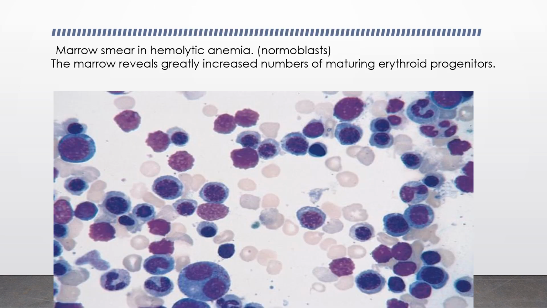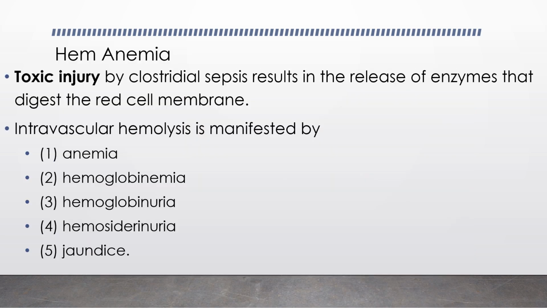Bone marrow smear in hemolytic anemia, normoblasts. This is what the bone marrow looks like, increased number of erythroid progenitors. Toxic injury can happen by clostridial substance which results in release of enzymes that digest the red cell membrane. So direct injury, toxic injury to the RBCs is seen.